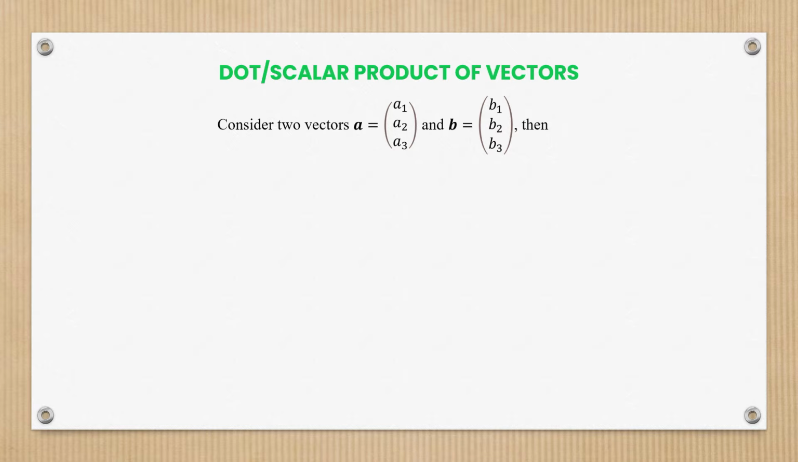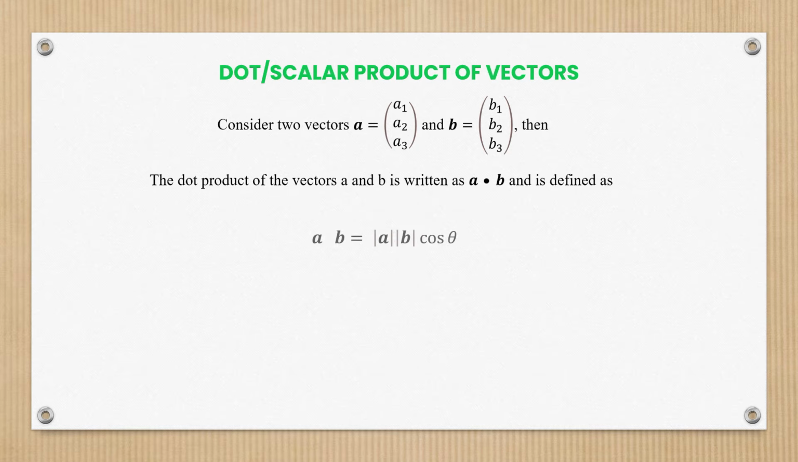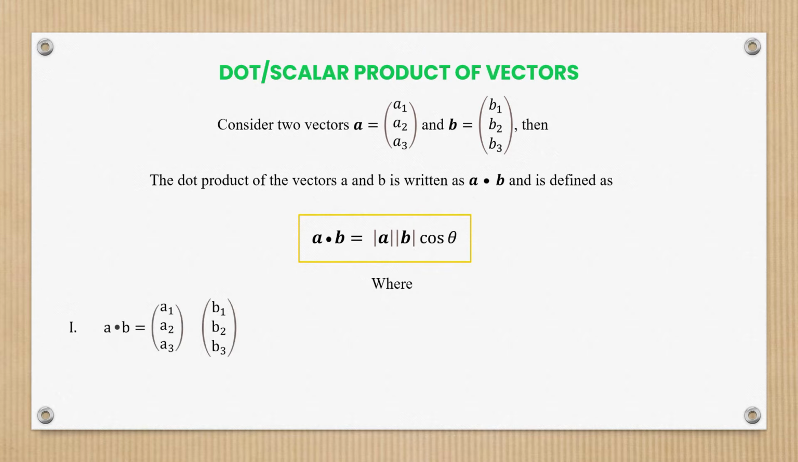So next we're going to learn about the dot or scalar product of vectors. Consider two vectors. A is equal to (A1, A2, A3) in column vector form, and B is equal to (B1, B2, B3). So these are the components of the two vectors. Then the dot product of the vectors A and B is written as A dot B, and this is defined as the magnitudes of the two vectors multiplying each other times cos theta, where A dot B is the same as the components of each of the two vectors multiplying themselves.